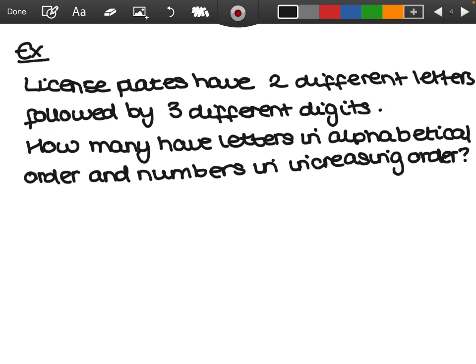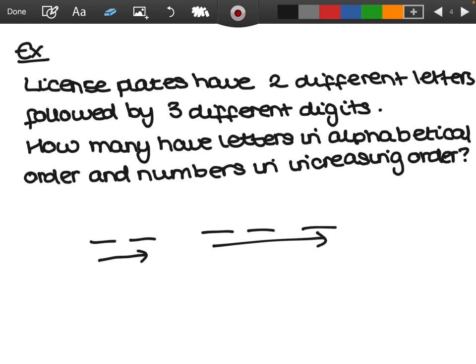Okay, this last problem that I'm going to look at, again, there's different examples in the textbook. I think this one actually comes out of your homework. What we want to look at here is license plates where we have 2 different letters followed by 3 different digits. Okay, so a license plate here is going to have 2 letters and then 3 digits. How many of these license plates have letters that are in alphabetical order and numbers that are in increasing order? So I want my 2 letters here to be in alphabetical order, and I want my 3 numbers here to be in increasing order. There is a very similar example to this in the textbook.